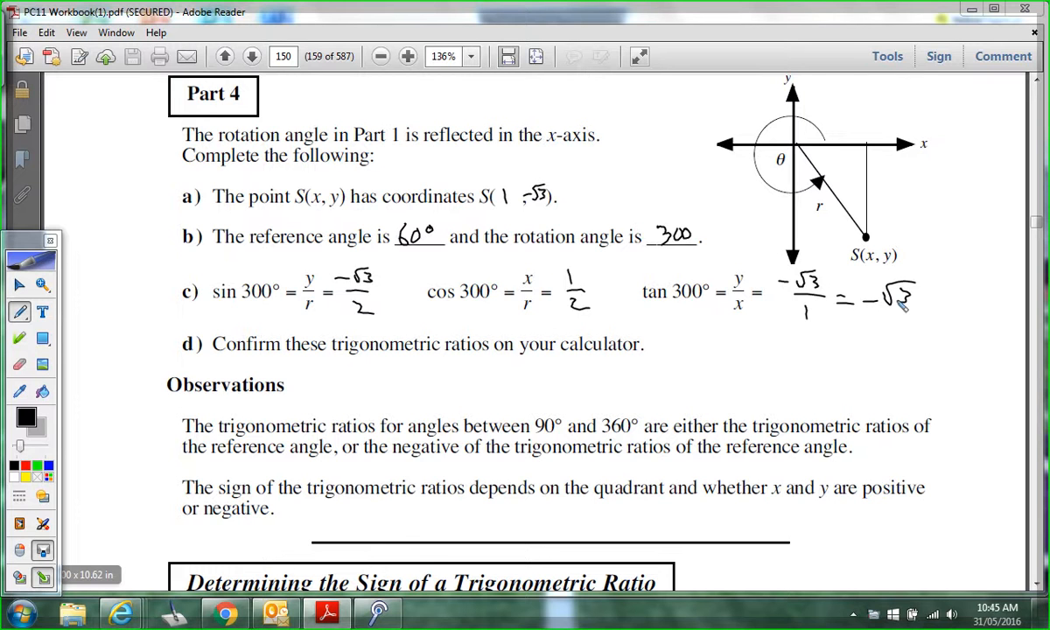Okay, so the observation is the trigonometric ratios for angles between 90 and 360 are either the trigonometric ratios of the reference angle or the negative of the trigonometric ratios of the reference angle. So it's going to be a positive or negative relationship is all it's saying. Okay, and that's what we've gotten. We got 1/2 for every section, right, for cosine, but it was just changing between positive versus negative. Now, I said associate cosine with which letter?